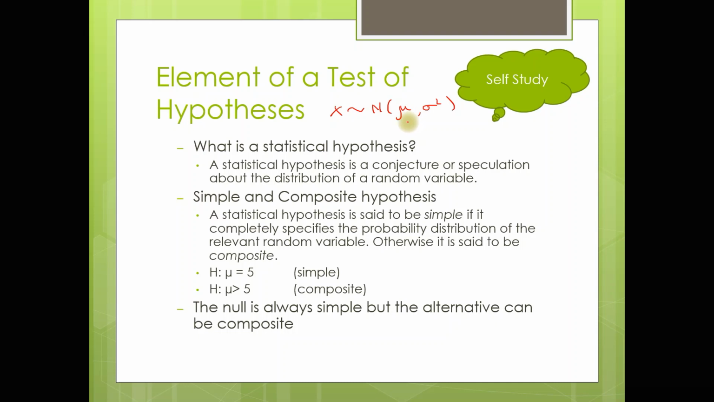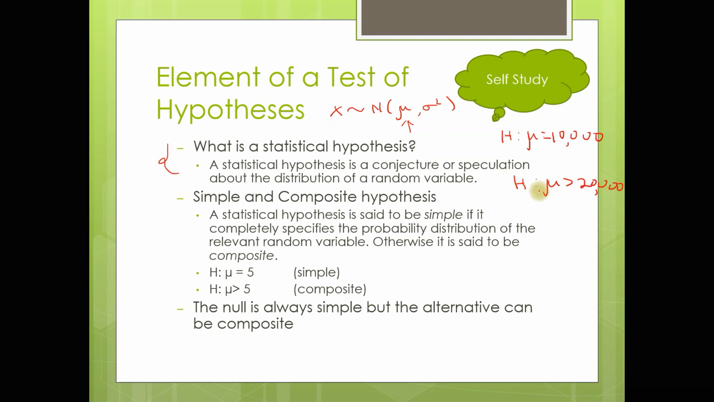So what is happening here? You have your two parameters, the mean and sigma squared. Now, when you are doing a statistical hypothesis, you are basically making a conjecture on the parameter of a distribution. For example, you are saying that you believe that mu is equal to 10,000, you believe that mu is equal to 15,000, or you believe that mu is greater than 20,000, things like this.